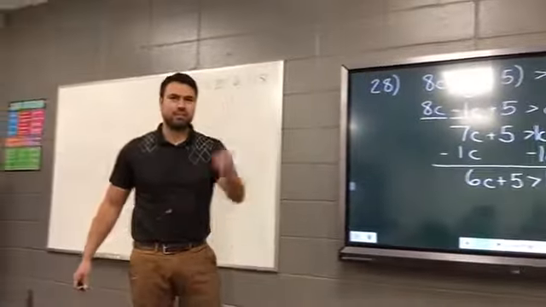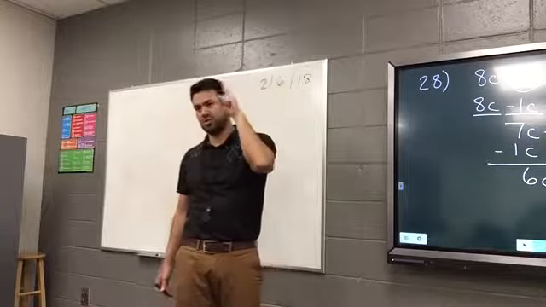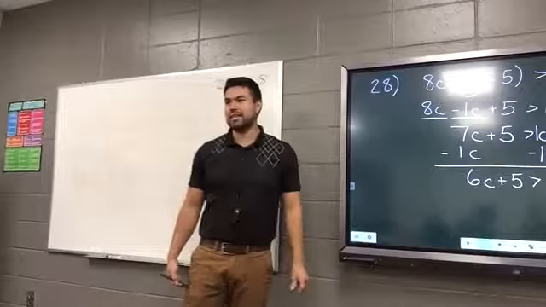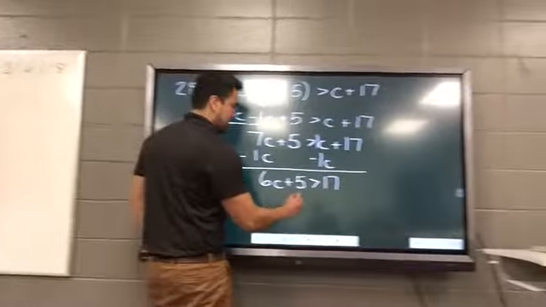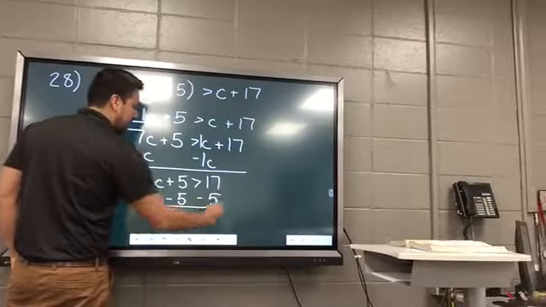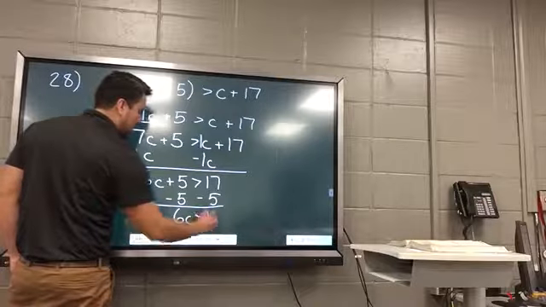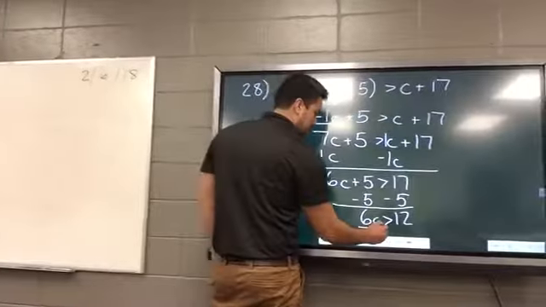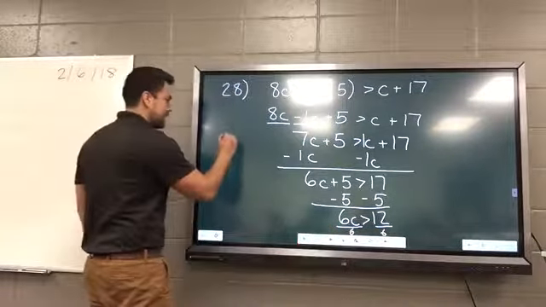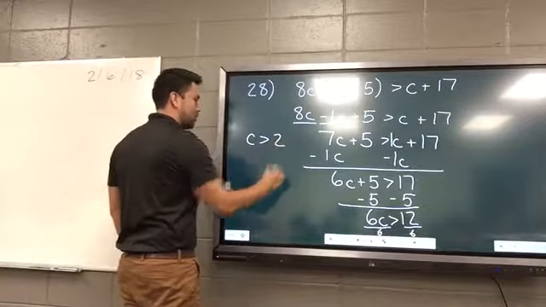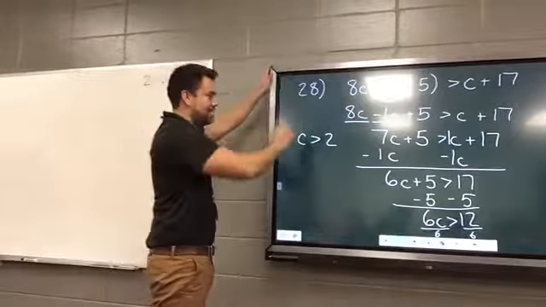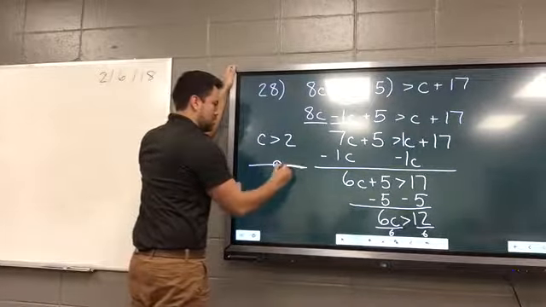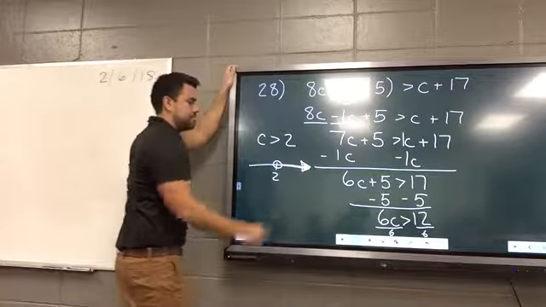Then what do I do? Step 4 is to solve. Good, solve. How do I solve for c? John? Subtract 5 from each side. I get 6c is greater than 12. What do I do lastly? Jack? Divide both sides by 6. c is greater than 2. Look at that. All that complicated. c is greater than 2. How do I graph it?